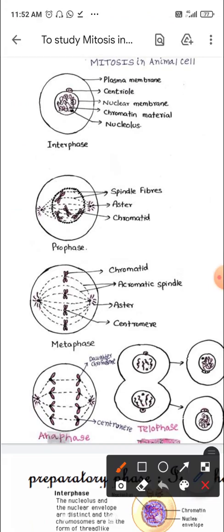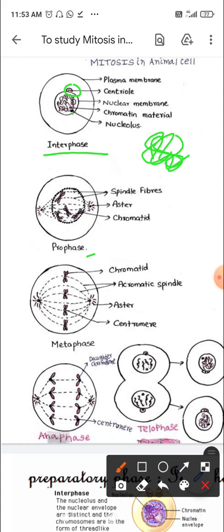Here you can see very clearly mitosis in animal cells. The first stage is the interphase stage, and you can see the plasma membrane. You can see the centrosome here, and inside are the centrioles. The two dots are the centrioles, which split and move to the two opposite poles. You can see the very tiny nucleolus, and the nuclear membrane is intact, and inside it the chromatin material is arranged in the form of a network.